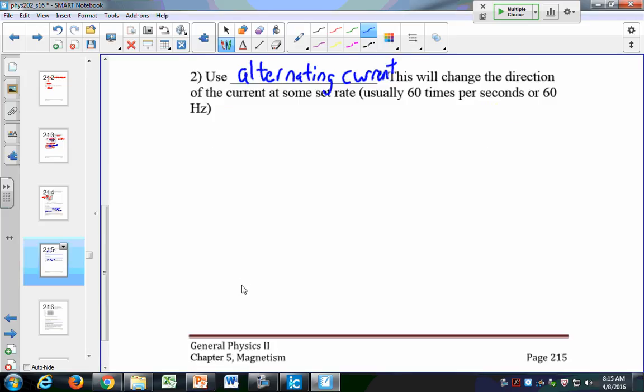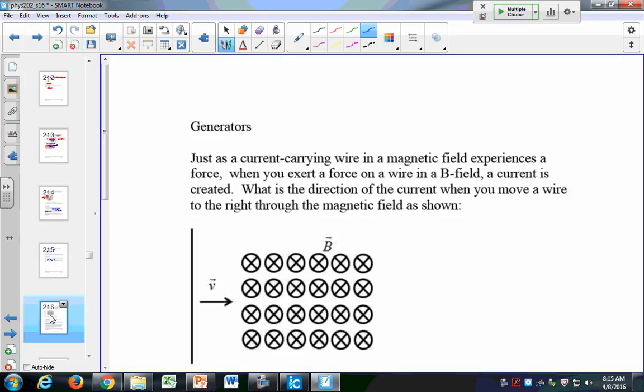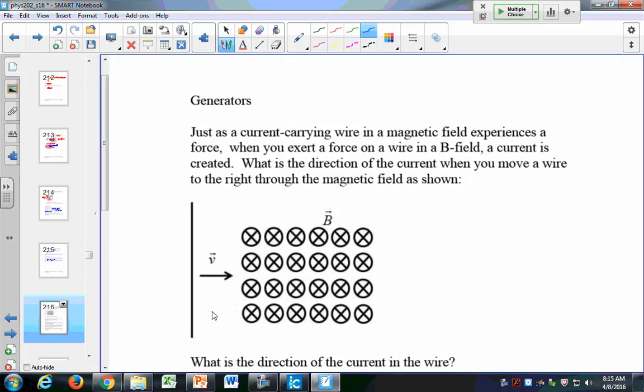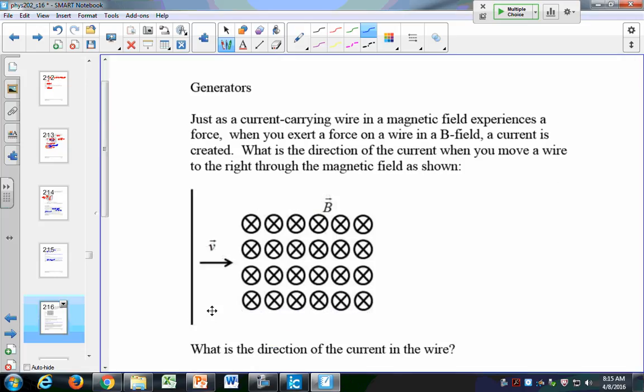All right, let's look at a generator. A generator is really just the reverse of an electric motor. So just as a current carrying wire in a magnetic field experiences a force, if you exert a force on a wire in a magnetic field, then a current is created. So if I move this wire through this magnetic field, I have these charges that are moving with a velocity in that direction. My magnetic field is in that direction. So it will cause the charges in this wire to move in the upward direction.